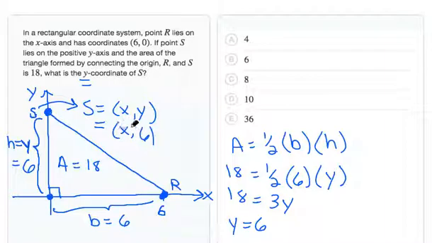Now the x here we're not asked about, but the x is 0, right? Because we are on the axis here. So if we wanted to fill that in, we can. But again, we're only really concerned about the y value. And we did find the y value for S, it's 6, so we can go to our answer choices, and our final answer would be answer choice B.